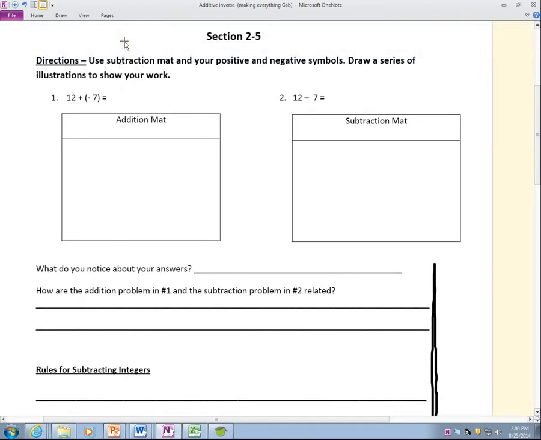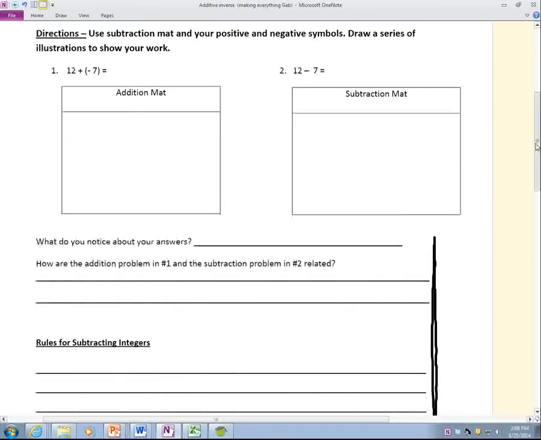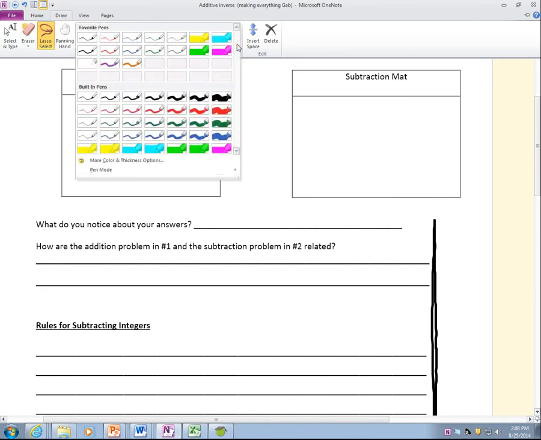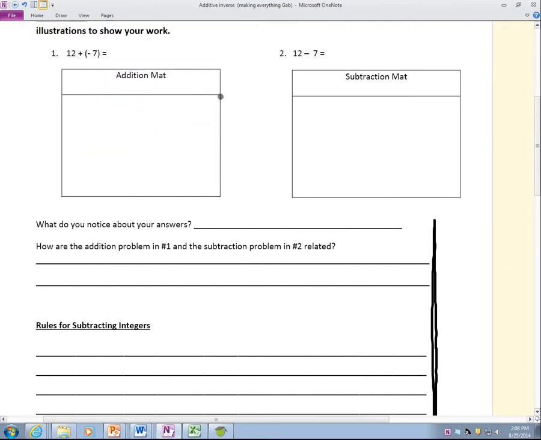So we have 12 plus negative 7. And I'm going to go just how we did the other day, where my circles are going to be positive integers. 1, 2, 3, 4, 5, 6, 7, 8, 9, 10, 11, 12. So we have 12.